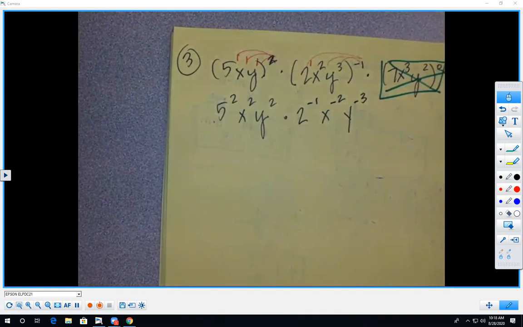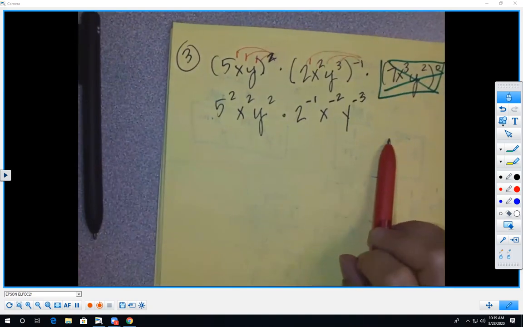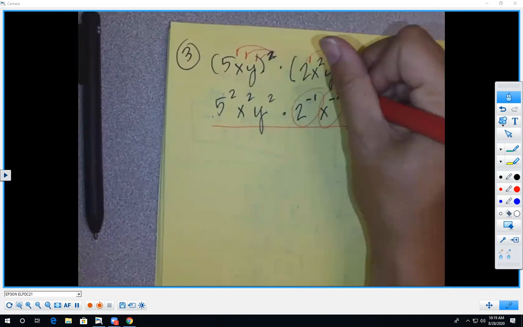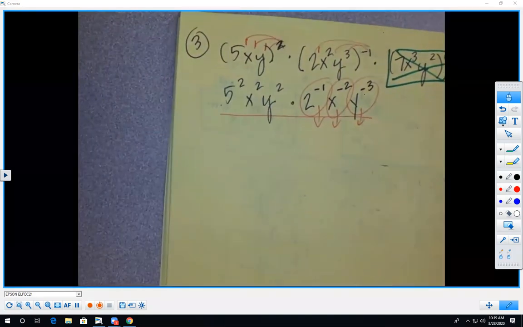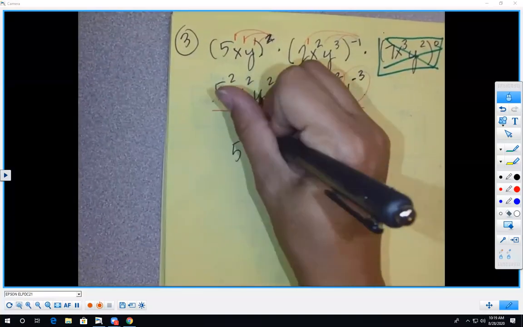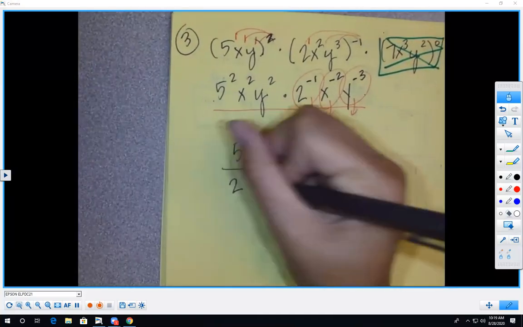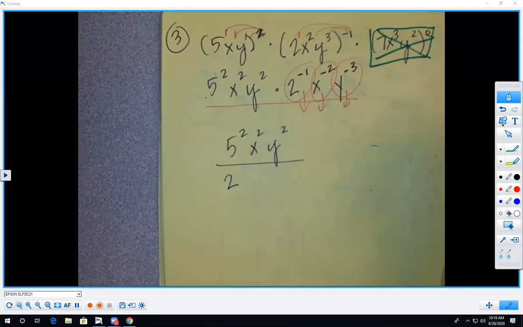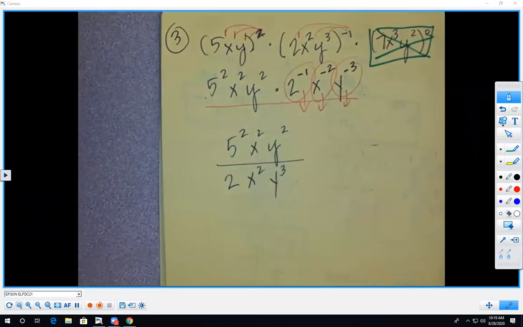And then from there, I need to move my negative exponents. These are all on top right now because there's no fraction, right? So I need to move all of these down to the bottom. So this becomes 5 squared x squared y squared on top over 2 to the +1 power. I could put the +1 on top if I needed to, or I don't have to. X to the +2 power, y to the +3 power.